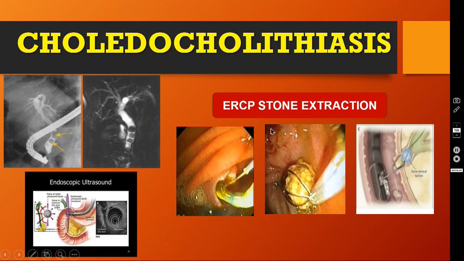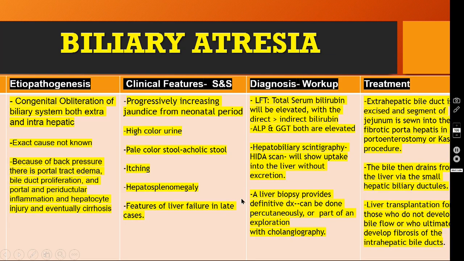Whatever amount of stone is there, you can catch them one by one and remove them. If you use a balloon, you have to put the balloon, when it is deflated, proximal to the first stone in the CBD. Then you inflate the balloon and just pull it down. This is what is called balloon sweep. This also you can do to remove the CBD stones.